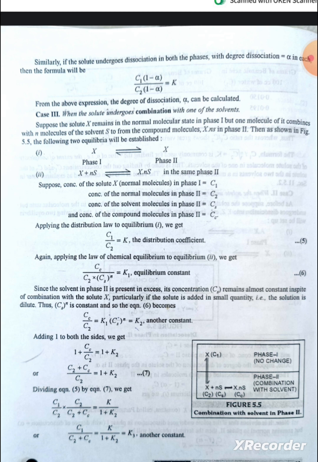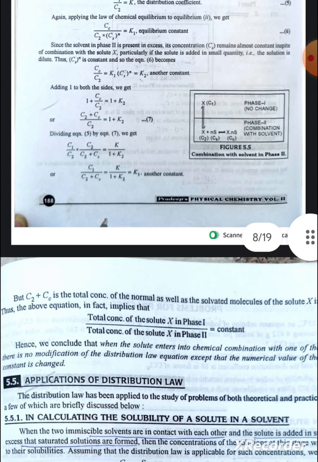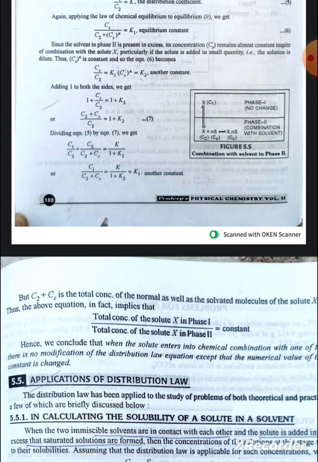On dividing the first equation by the above equation, we get C1 by (C2 plus Cc) is equal to K by (1 plus K2), which is equal to K3, another constant. But C2 plus Cc is the total concentration of the normal as well as the solvated molecules of the solute X in phase 2. Thus, the above equation in fact implies that total concentration of solute X in phase 1 by total concentration of solute X in phase 2 is equal to a constant.